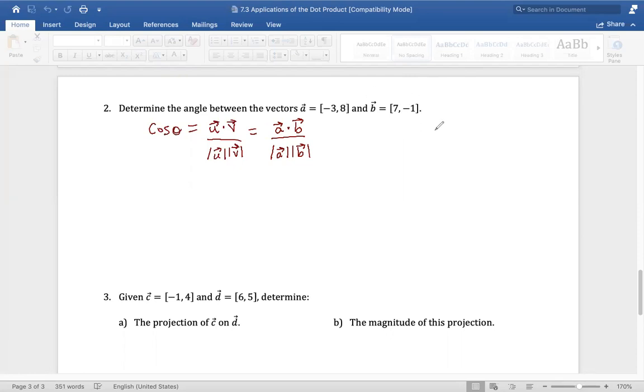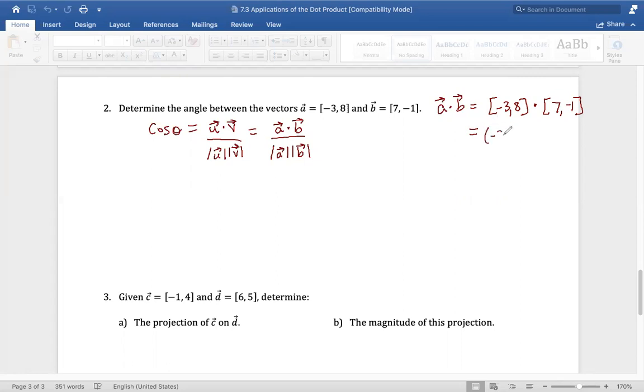So again, let's just write out a dotted with b. Vectors would be equal to the a vector -3, 8 dotted with the b vector 7 and -1. And then how do we dot or multiply Cartesian vectors together, right? You multiply your x values together or horizontal components together, and then you multiply your y values together. And then you don't write the square brackets anymore because you're just going to work out to get a scalar.